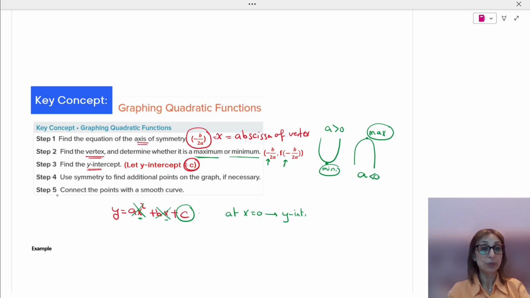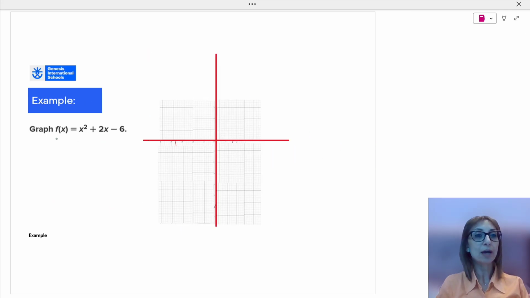Step number 4 and step number 5: we use symmetry to find additional points, and I will show you this through the example, and then we connect the points with a smooth curve. Now I'll show you the example, and we will apply these 5 steps to graph the parabola. In this example, we have f of x equals x squared plus 2x minus 6. Before doing anything, I want you to write what a, b, and c are. a is the coefficient of x squared, and here the coefficient is 1 because it's hidden, so we do not always write 1. So a is 1.